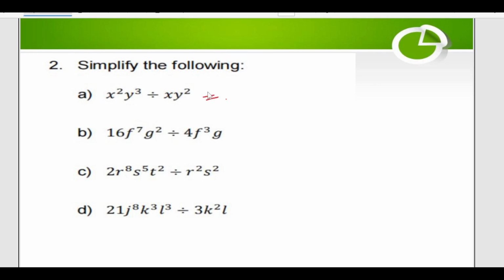Okay, so now we have the same base, x and x, right, and then we have a division sign, meaning when we divide, we are going to subtract the powers. We have x power 2 here, x power 1 here. So, 2 minus 1, right. Then y is 3 minus 2. So, final answer is 3 x 1 and y 1, I am leaving 1 there. So, you can write 3 x and y, right.